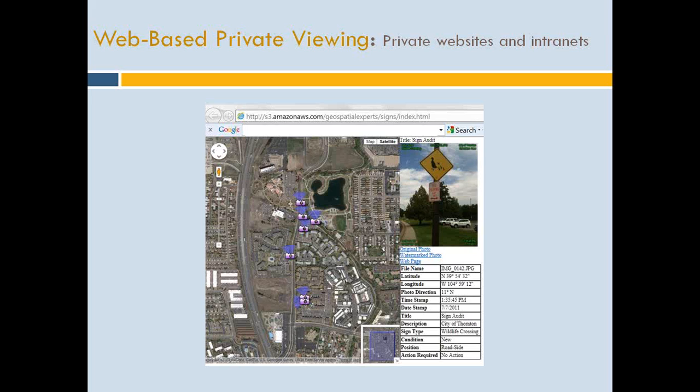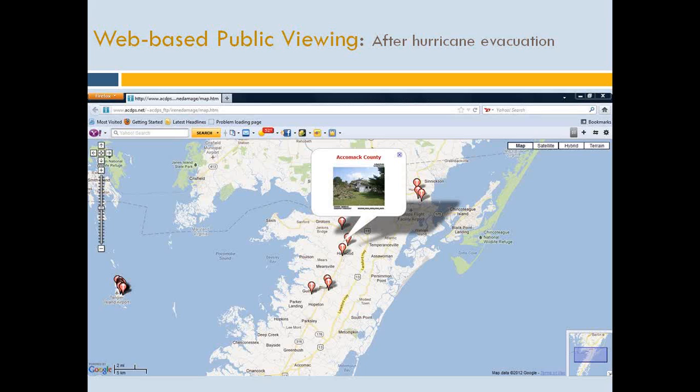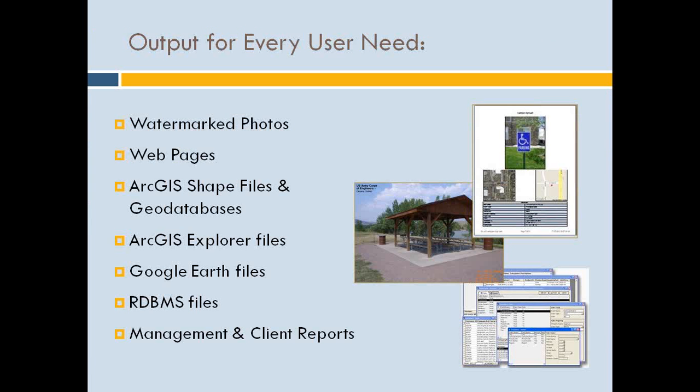Professional services can also help with custom solutions such as this internal website that provides views of the signs inventoried, their map locations, and their attributes, all viewed through the web. A similar example is this public-facing website. Accomack County, Virginia uses our systems to provide web-based hurricane damage information for its citizens. So its citizens can actually look up on the web to see if maybe their property or a friend's property has been damaged by the latest hurricane.